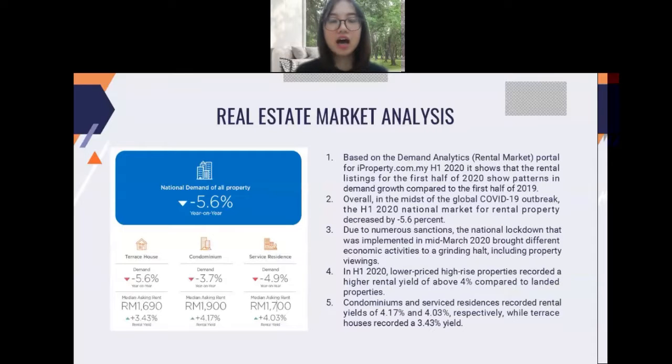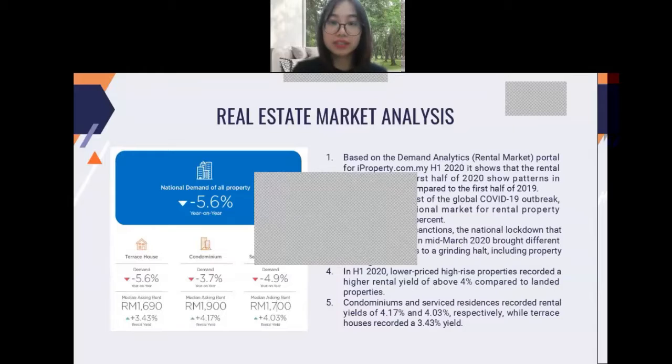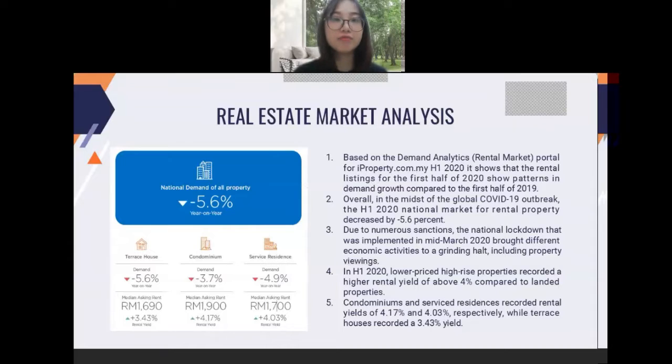So the next is based on the demand analysis rental market portal for iProperty.com.my H1 2020. It shows that the rental listing for the first half of 2020 shows patterns in demand growth comparable to the first half of 2019. Overall, in the midst of the global COVID-19 outbreak, the H1 2020 national market for rental property decreased by 5.6%, which you can see from the left side graph shows the numbers.